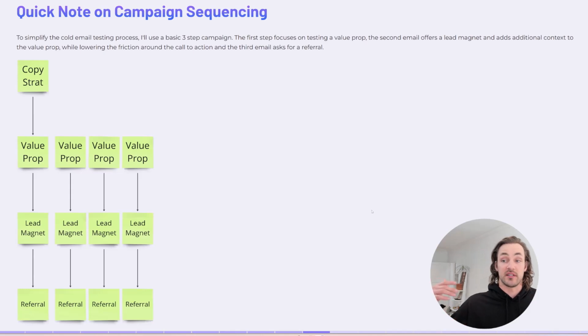So a quick note on the sequencing around your campaign. In order to simplify this process, I'll use a basic 3-step campaign. The first step will focus on testing the value prop. The second email will offer a lead magnet that's specifically related to that first value prop, and it adds additional context while lowering the friction. Usually that means offering a Loom video or some helpful guide, a tutorial, a case study, something that's really easy to say yes to. And then the third email will ask for a referral, basically saying, hey, are you the right person? If not, could you point me in the direction of the person who is?